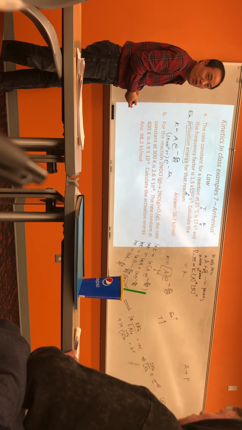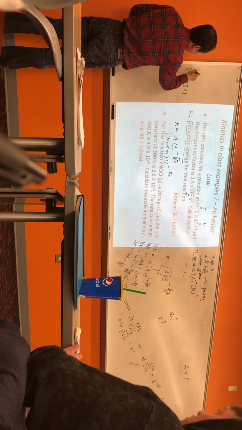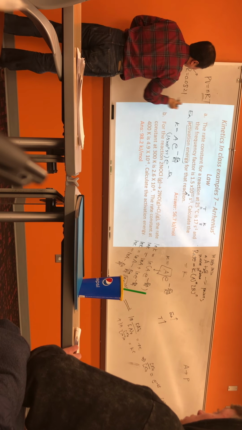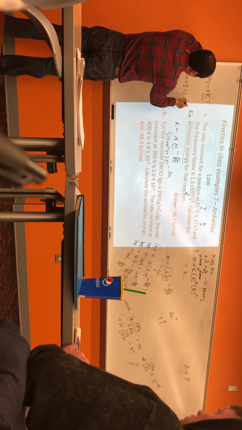R is 0.0821. What's the unit? Or 8.3. No, this is right, this is the gas constant. That is the gas constant you use for gases, with the unit pressure, which means atm times liter divided by mole divided by K. This is the right gas constant for that, but we don't use this one in Chem 2. This is for Chem 1.